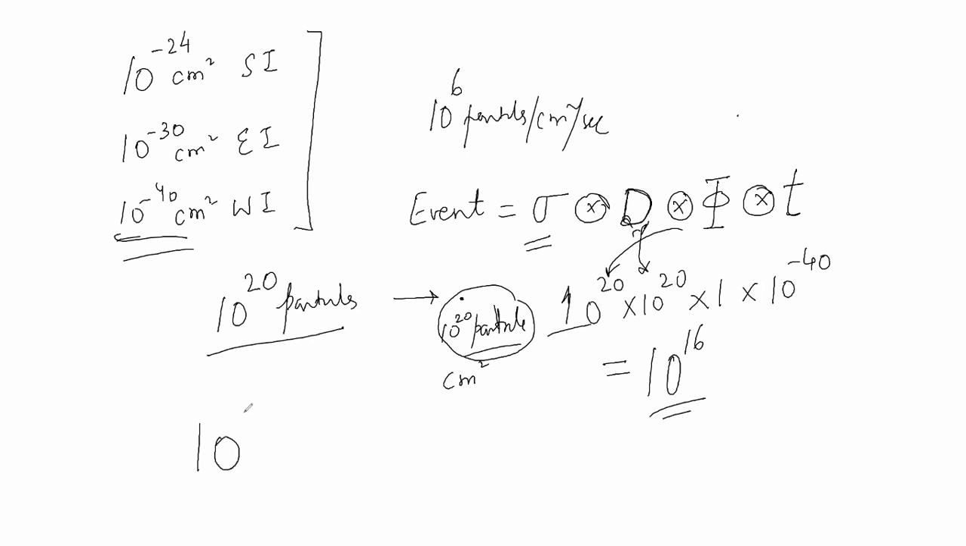Now, please answer this question. 10 power 5 minus 10 power 3 is how much? 99,000. Is it not? Are you convinced? Yes, sir.